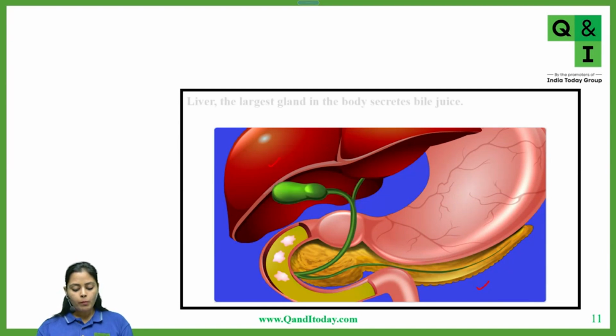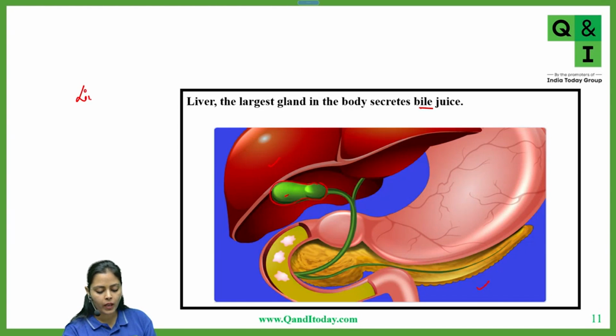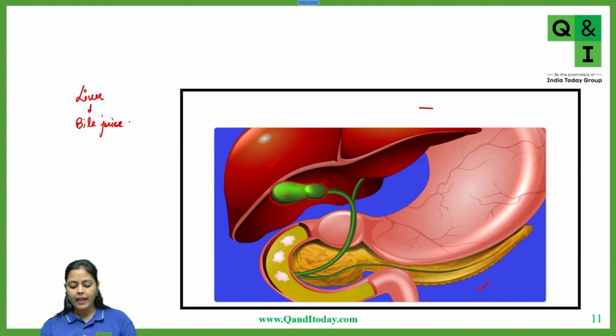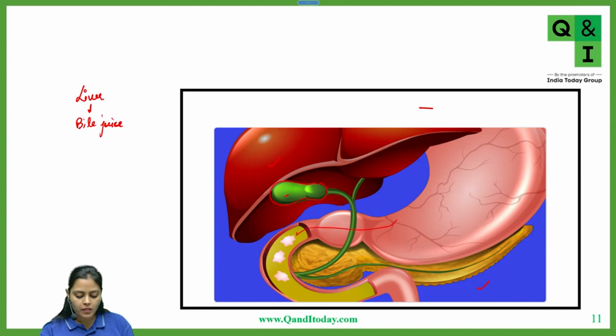Now, below the liver, there is one more organ which is called the gallbladder. You can see it in green color here. This is a pouch-like structure which is present just below the liver. Now the liver secretes bile juice, and this bile juice is temporarily stored in the gallbladder. As soon as the food comes from the stomach into the intestine, depending on the need, the gallbladder will release its bile juice into the duodenum.